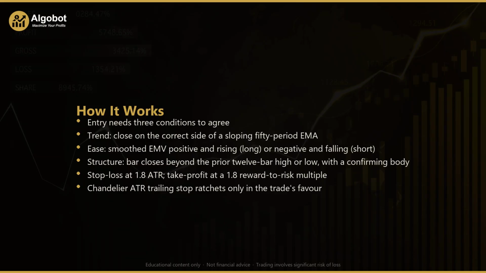Position size is handled with fixed fractional logic. By default, the EA risks 1% of account equity per trade, translating that into a lot size using the stop distance, then clamping the result between a base floor and a maximum cap. A spread filter skips entries when the spread is wider than 40 points, and the EA holds only one position at a time. Again, this is educational information, and risk is always present.